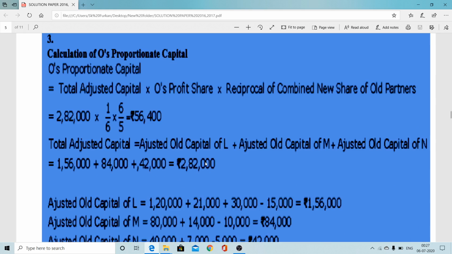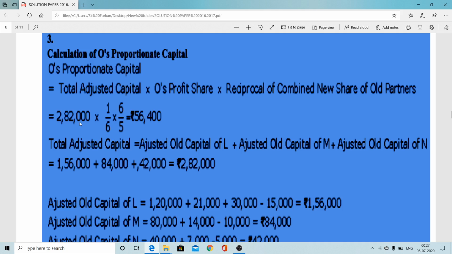This is the working. Combined capital here is 1,56,000 + 84,000 + 42,000 = 2,82,000. So 2,82,000 is the total combined capital of the old partners. The new partner will get 1/6, so 1 minus 1/6 is 5/6, and that is the old partners' share.